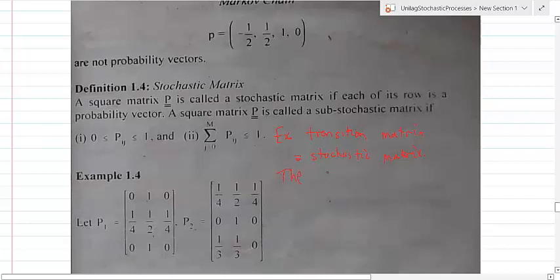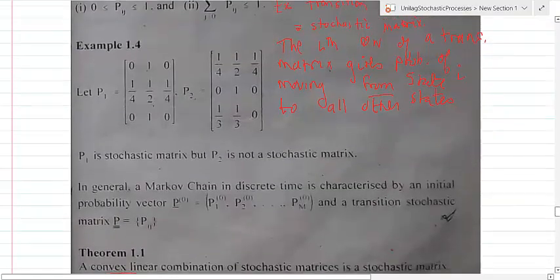Okay, the ith row of a transition matrix gives the probabilities of moving from state I to all other states. Now we have examples here and so on.